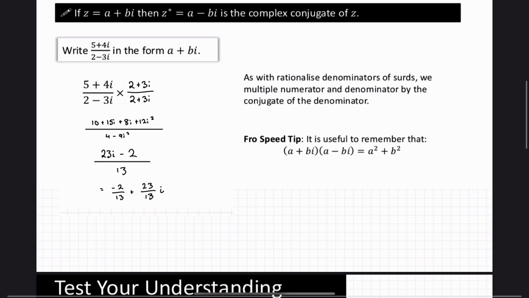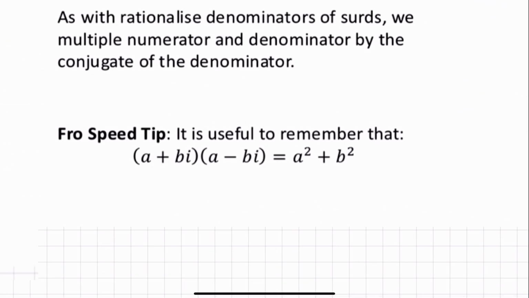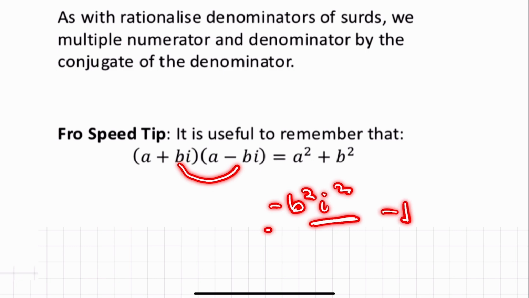So a helpful tip. This is very similar to rationalizing denominators and surds. Helpful tip: a plus bi multiplied by a minus bi, you're left with a squared plus b squared. So very similar to difference of squares. You get a squared minus abi plus abi, they will cancel out. And the last part, minus b squared i squared. And i squared is negative 1. So negative 1 times minus b squared is plus b squared.